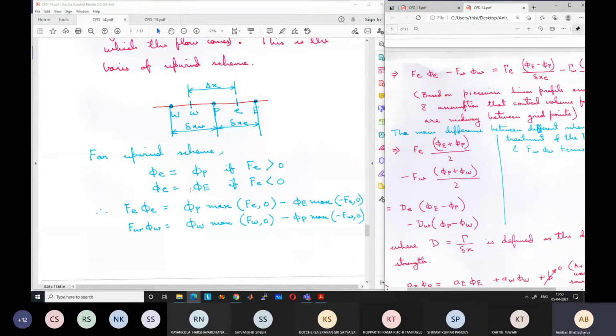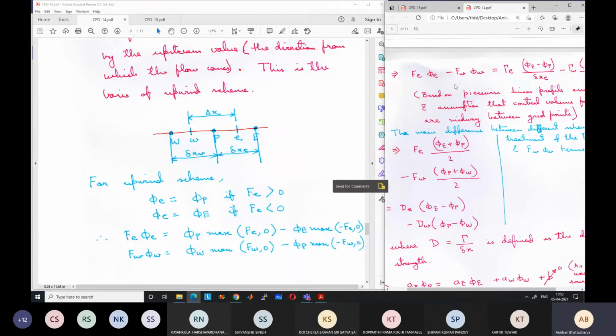This can be written in one line as Fe phi e is equal to phi P max of Fe comma 0 minus phi E max of minus Fe comma 0. Okay, let us look at this line again in more detail. Fe phi e. So we have to ultimately define Fe phi e, and instead of using central difference, we will define it using this method: phi P max of Fe comma 0 minus phi E max of minus Fe comma 0. Instead of using Fe phi e equal to Fe times (phi E plus phi P) by 2, we will use this expression.